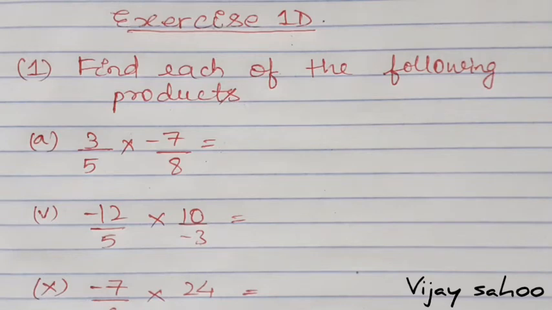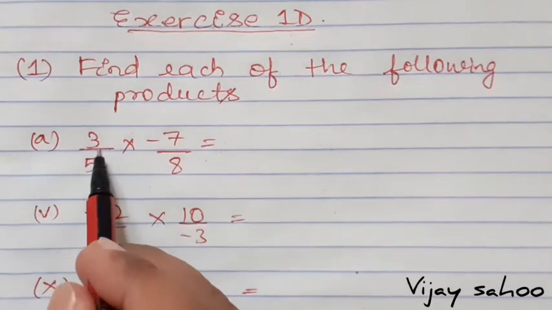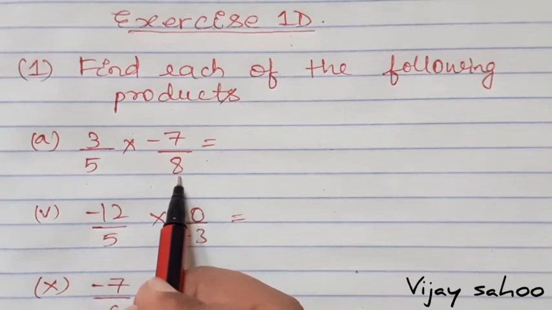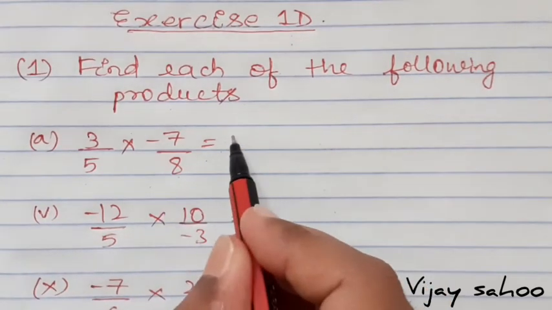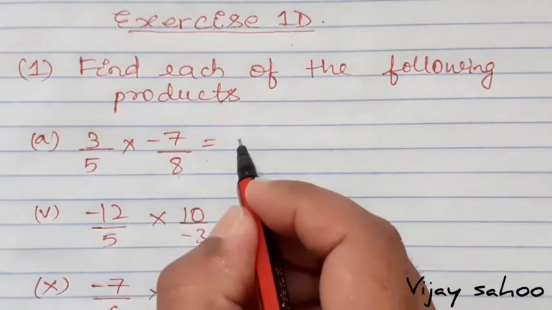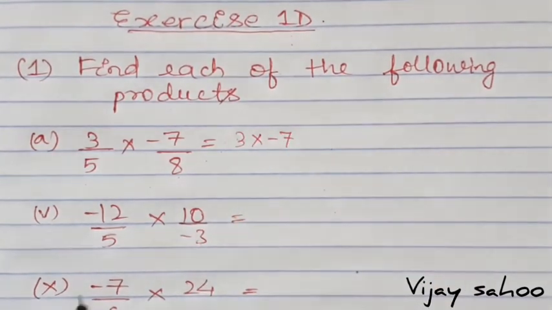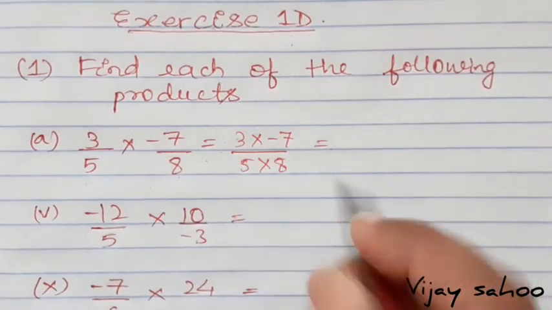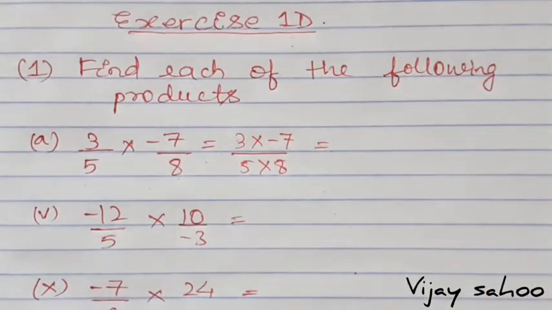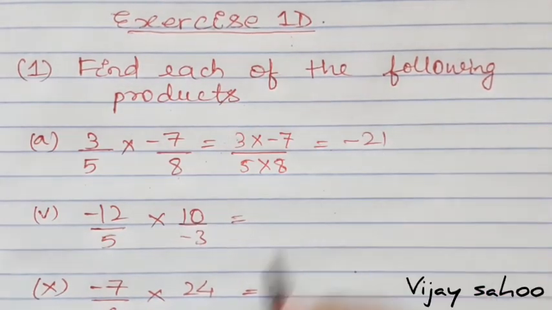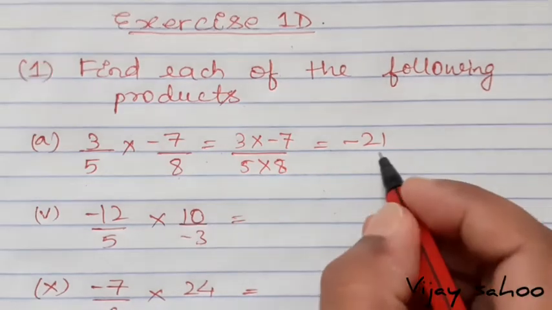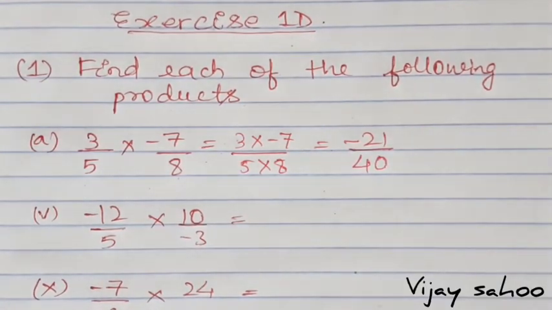So what we'll do, there are only two terms. We know that if they are multiplied, numerator and numerator will be multiplied, denominator and denominator will be multiplied. So we'll write it in this way, 3 into minus 7 upon 5 into 8. So 3 into minus 7, what is the answer over here? It will be considered as minus 21 because plus into minus is minus, and 7 into 3 is 21. 8 into 5 will be 40.